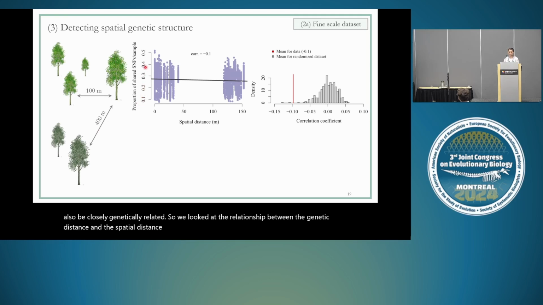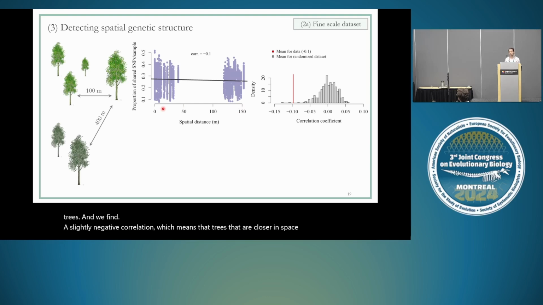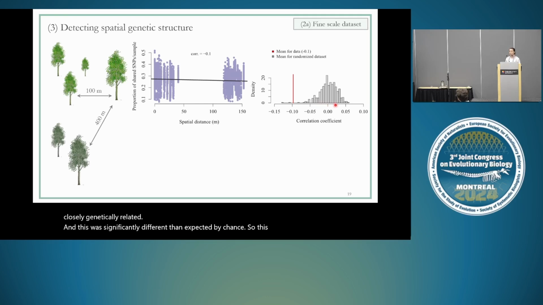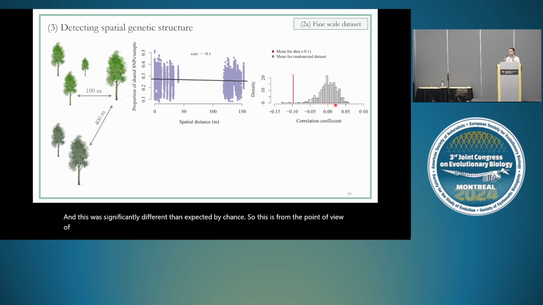Here you can see the number of mutations that are shared between pairs of trees as a function of the spatial distance between these same two trees. And we find a slightly negative correlation, which means that trees that are closer in space are also more closely genetically related, and this was significantly different than expected by chance. This is from the point of view of the ramets, so every mutation that is shared by two ramets.